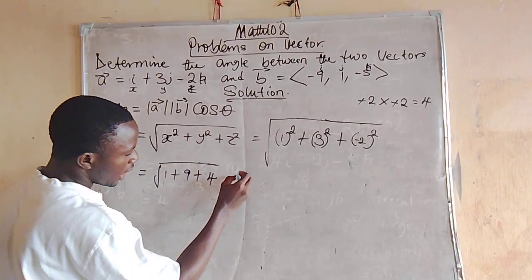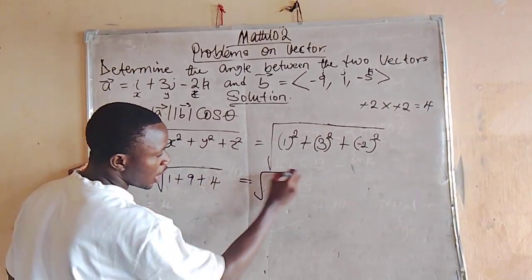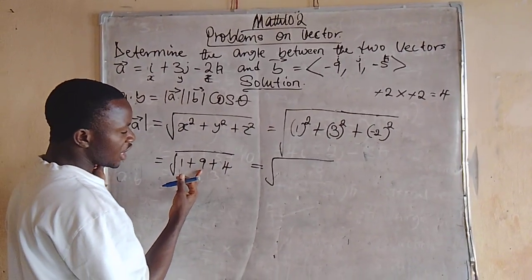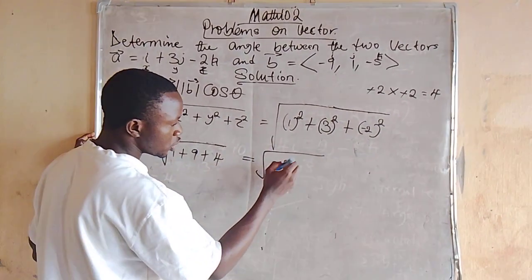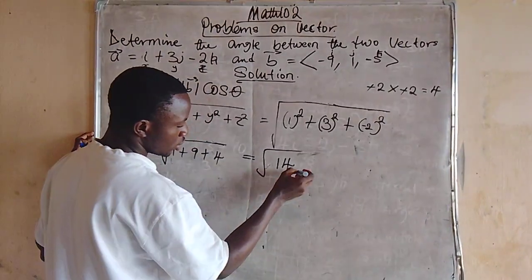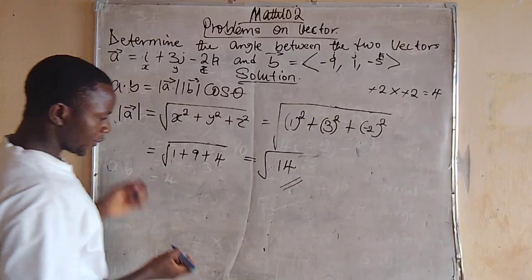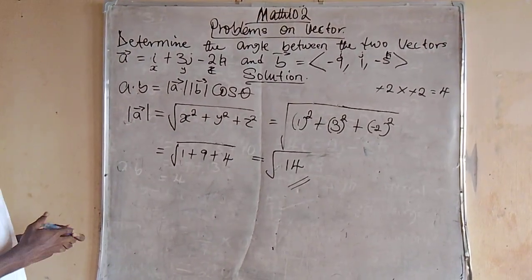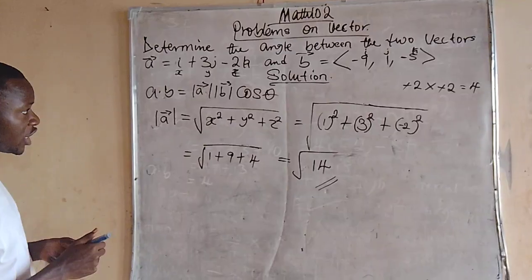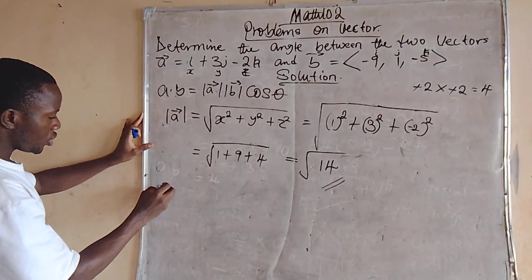Add everything together. We are going to have 1 plus 9 is 10, plus 4 is 14. So this is the square root of 14. Okay? So we leave this value like that. This is the magnitude of vector A. Alright, let's look for the magnitude of vector B.